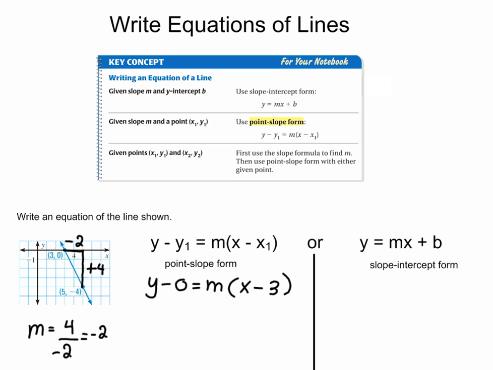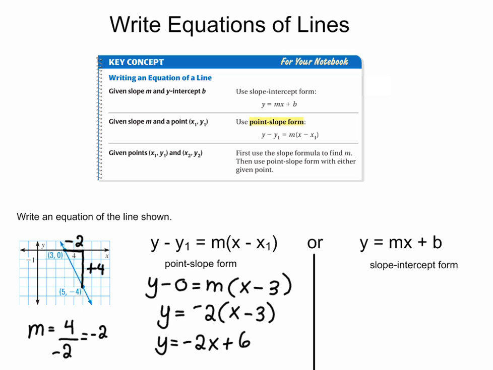So now I will simplify this equation a little bit. Y minus 0 is y. M we can now replace with the number -2. And then in here, we will leave x minus 3. We'll distribute that -2. And we get the equation y equals -2x plus 6.